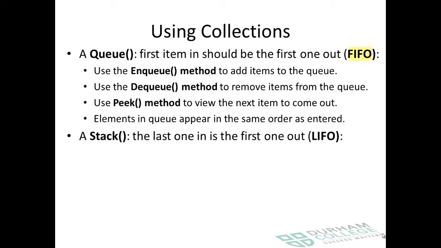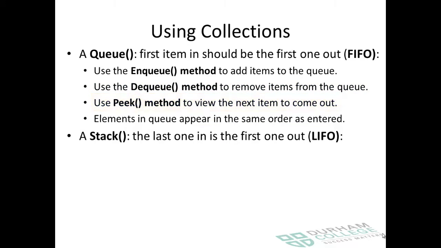A queue is sometimes called FIFO, first in, first out. What that means is it's a list, basically, and as you add things to the list, all you can do is take out the first thing that was put into the list. By using the NQ method, things are added to the list, and by using the DQ method, things are removed from the list, and whichever went into the list first will be the first one out. There's also a peek method to view the next one that would come out.